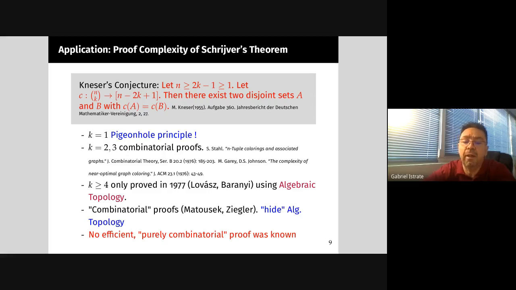And it's true that combinatorial proofs have appeared in the meantime, but these combinatorial proofs deal with exponential objects, and they basically hide the algebraic topology behind the combinatorial language. And no efficient purely combinatorial mathematical proof was known.